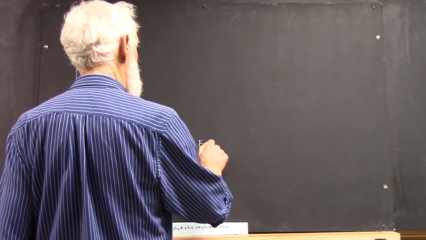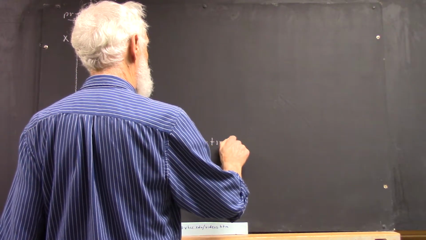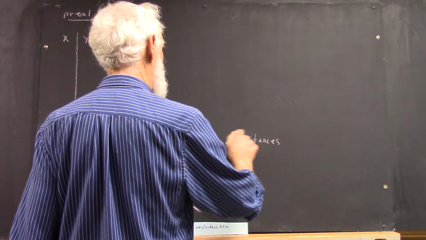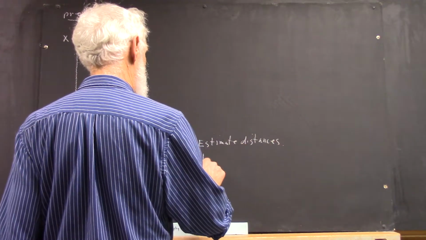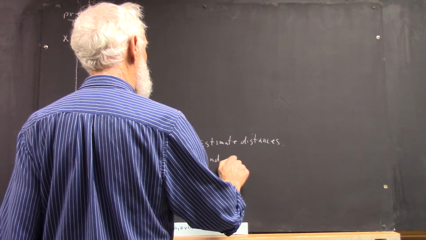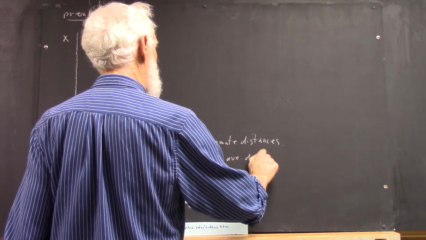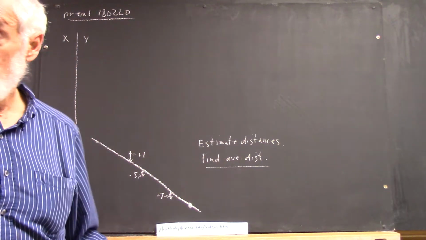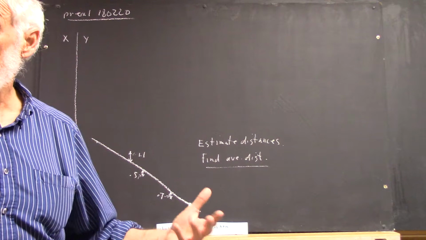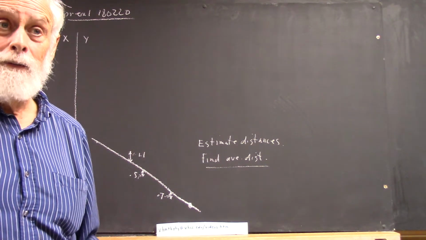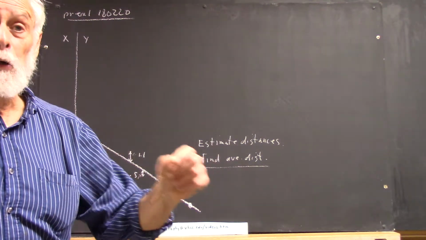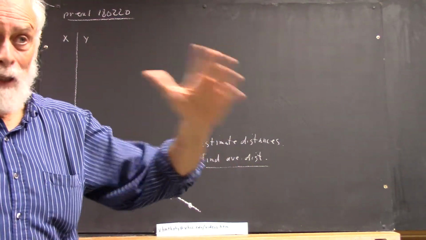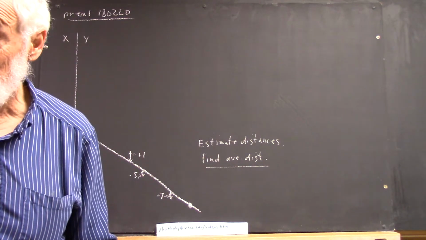Estimate distances. Find the average distance. Now, one thing, when you find the average distance, how are you going to find the average? Add them up and divide them. Add them up and divide by how many? However many there are. Yeah, there are 6 points. The zeros count. They don't change the sum, but they count as distances, right?